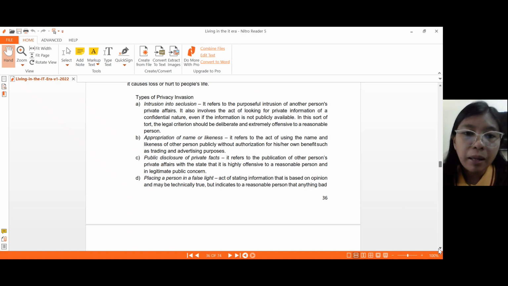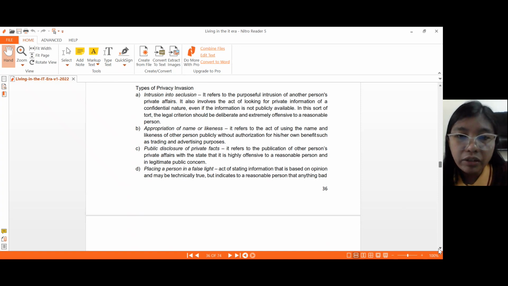Okay, appropriation of name or likeness. It refers to the act of using the name and likeness of other person publicly without authorization for his or her own benefit, such as trading and advertising purposes. So this is very rampant online. If you're following the Facebook page of Doc Willie Ong, sa tingin ko kilala nyo siya, kasi yung isa, si Doc Adam, ay hindi nyo gaano kilala. So let's take Doc Willie Ong as an example.